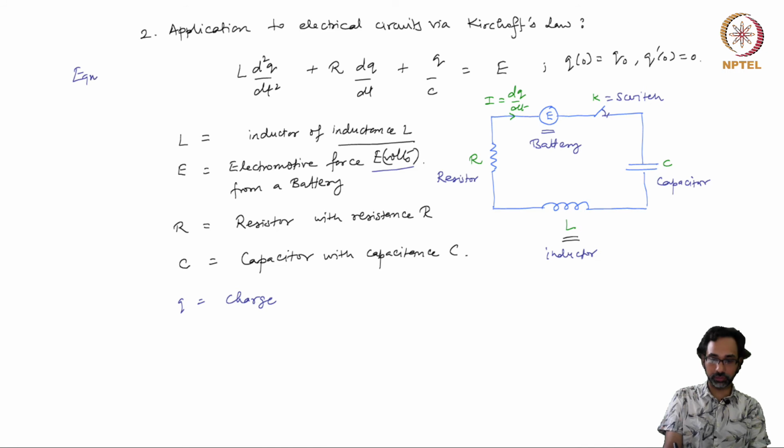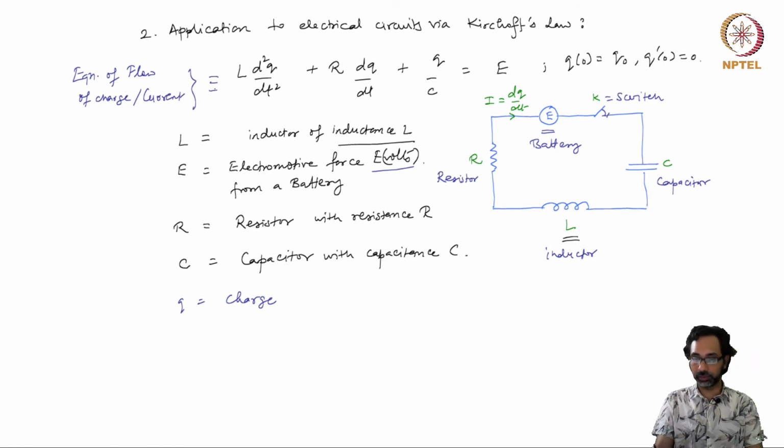So this is the equation of flow of charge, or current. This is given by this equation, which is a second order ordinary differential equation with constant coefficients, and it is of the same form as the spring mass system that we have seen before. So this is an initial value problem with mathematically the same set of equations.